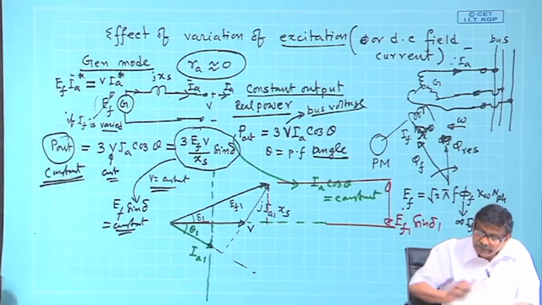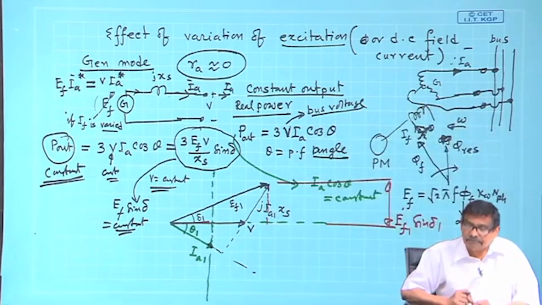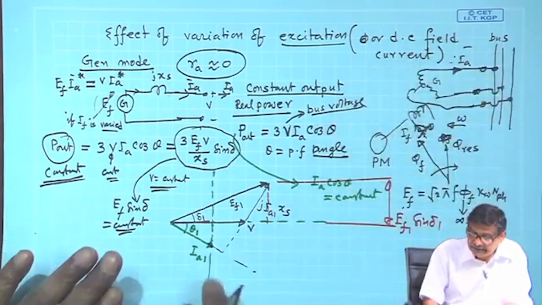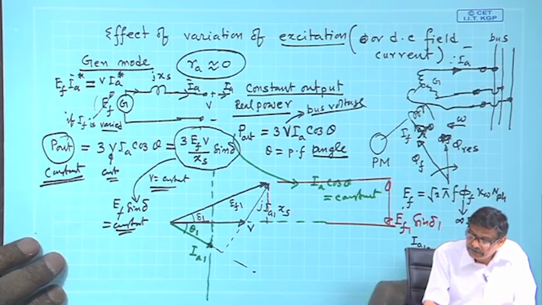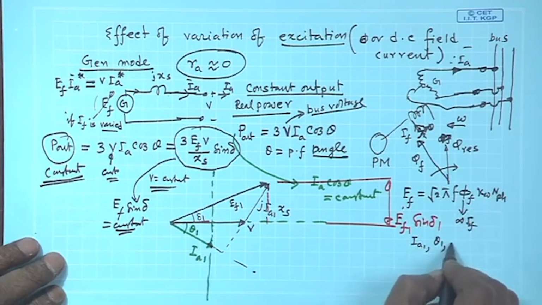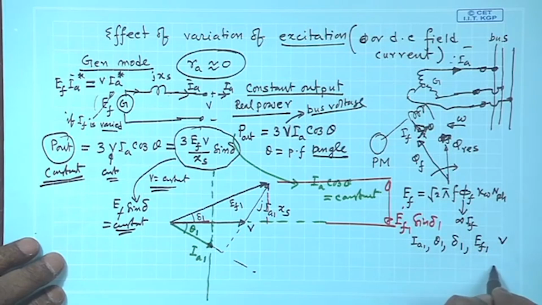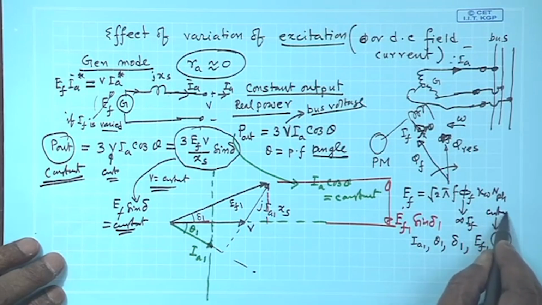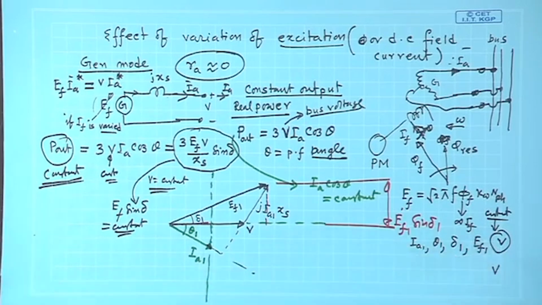Achha, now, see, suppose I have increased the field current. It is operating nicely at this operating point 1. What is operating point 1? Armature current I 1, power factor angle theta 1, load angle delta 1, excitation voltage E f 1, terminal voltage V. In the other operating point, this is constant, V is constant, the bus voltage.